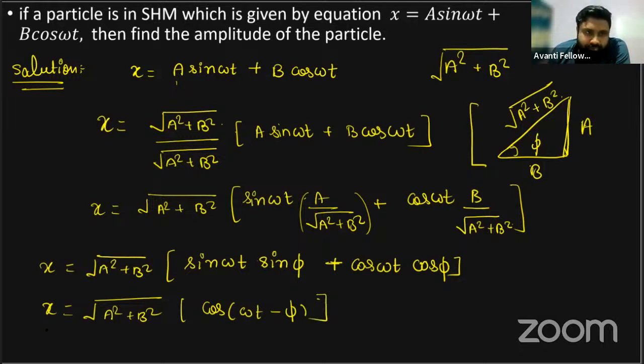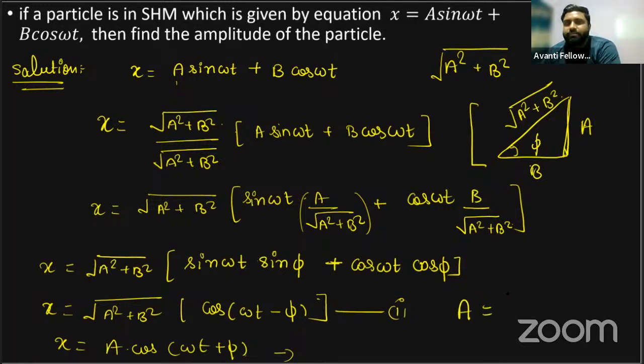So if you compare this equation number 1 with the standard equation A cos omega t plus phi, you will find that the amplitude here is nothing but the square root of a square plus b square. This is the value of amplitude. Got it?